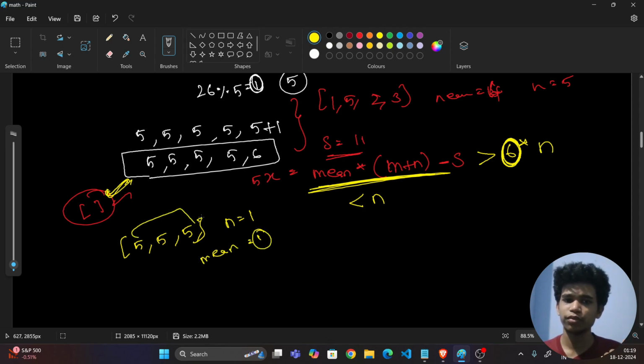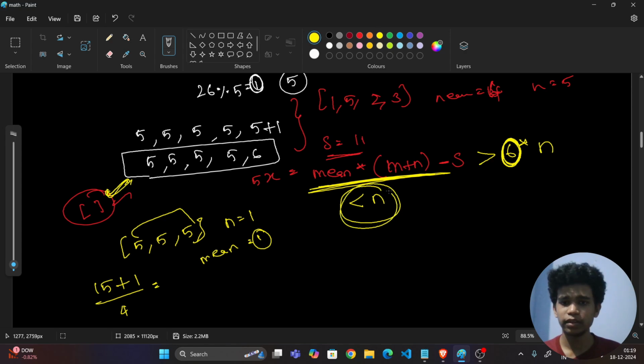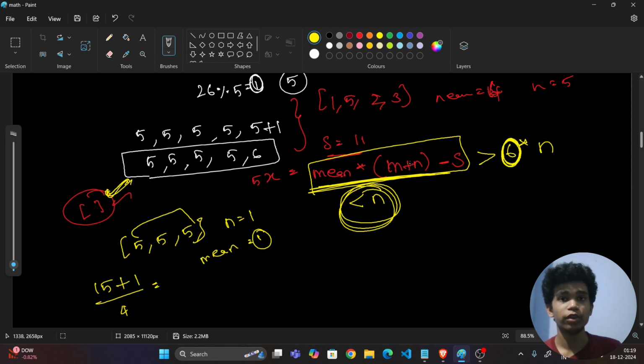Here itself the sum is 15. 15 plus the least value I can give, 1, divided by 4. What value will I get? Greater than 1 only, right? So for that we are using the condition less than n. If this value is less than n, then we don't want to go beyond it. We just return an empty list.